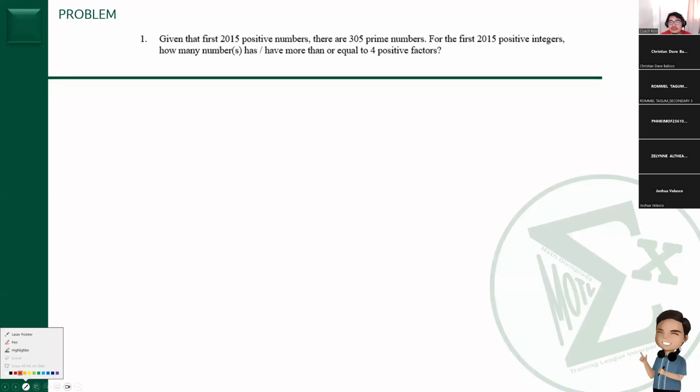Given that the mock papers were maybe from like 2015, it's been a while. So not entirely accurate, but since it was given to you, we're still gonna do that one. All right. Given that the first 2015 positive numbers, there are 305 primes. So for the first 2015 positive numbers, how many have more than or equal to 4 positive factors?